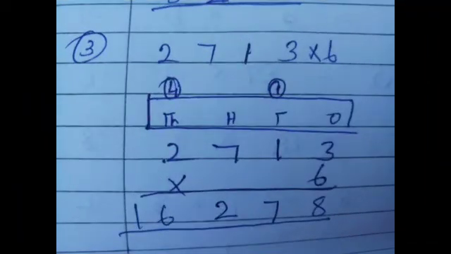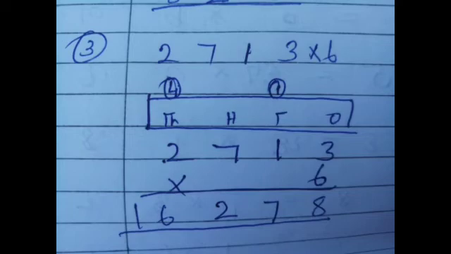One more example sum for you. 2713 multiplied by 6. Write the number according to the place value and start with the multiplication from ones place number onwards. 6 threes are 18, 8 and 1 should be carried over. 6 ones are 6, 6 plus 1, 7. 7 sixes are 42, 2 and 4 should be carried over. 6 twos are 12, 12 plus 4, 16.